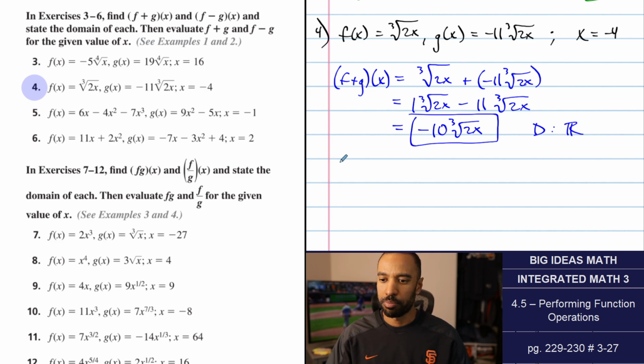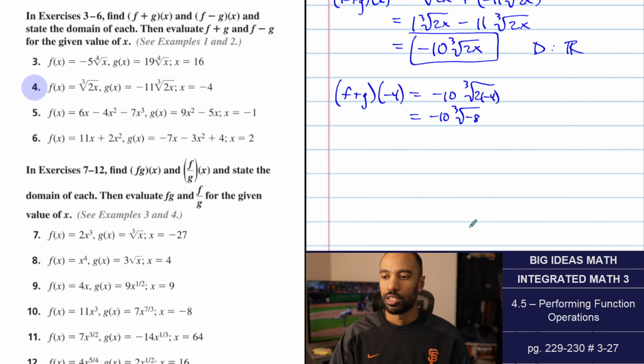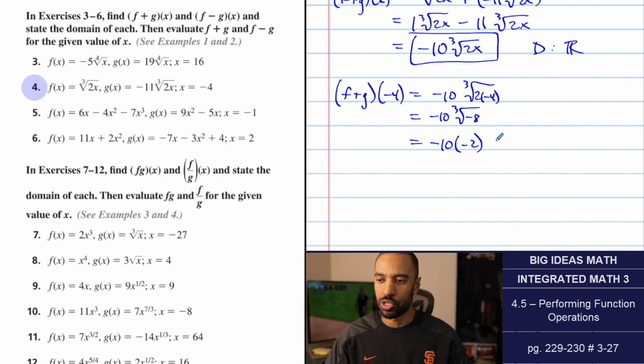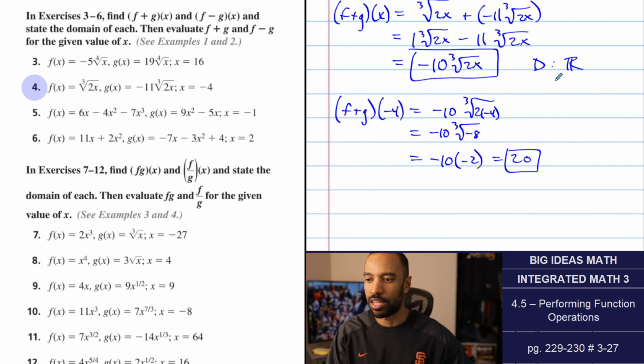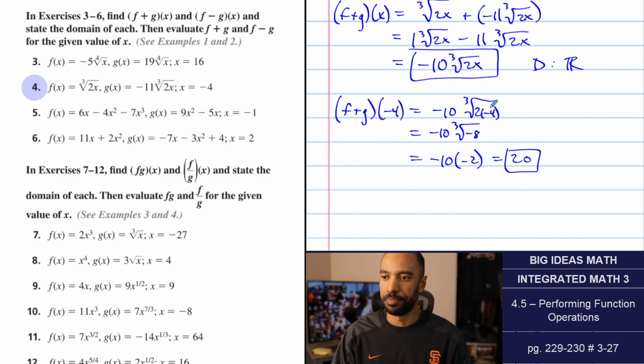We're going to be taking f plus g of negative 4, which means we do negative 10 times the cube root of 2 times negative 4, which is negative 10 times the cube root of negative 8. Cube root of negative 8 is negative 2. So we do negative 10 times negative 2, which is 20. F plus g of negative 4 equals 20.